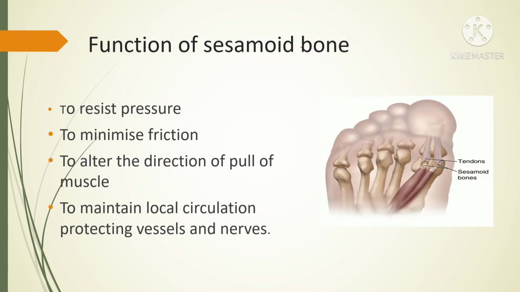What is the function? Here comes a very important topic. What are the functions of this bone? First is to resist the pressure, to take up all the pressure given on these bones, to minimize the friction, to alter the direction of the pull of the muscles, to maintain the local circulation, and to protect the vessels and the nerves. These are the very important functions of sesamoid bones. To alter means to modify the direction of pull of muscles. As you can see in this diagram, this is the tendon, and the bones present beneath the tendons are called sesamoid bones.